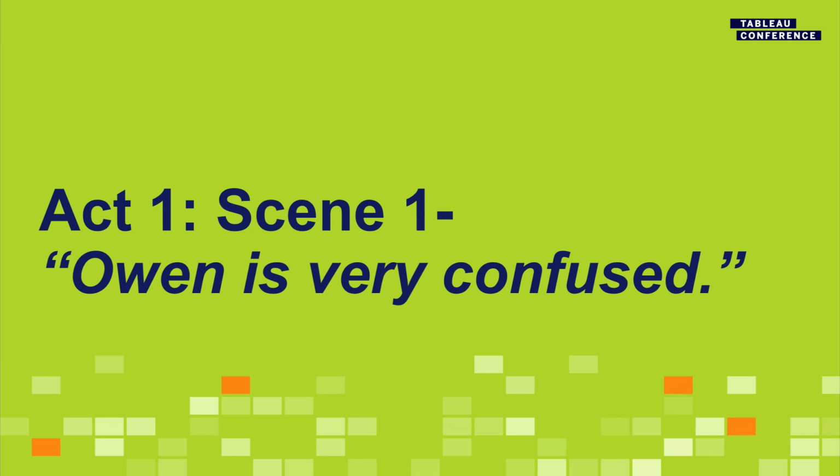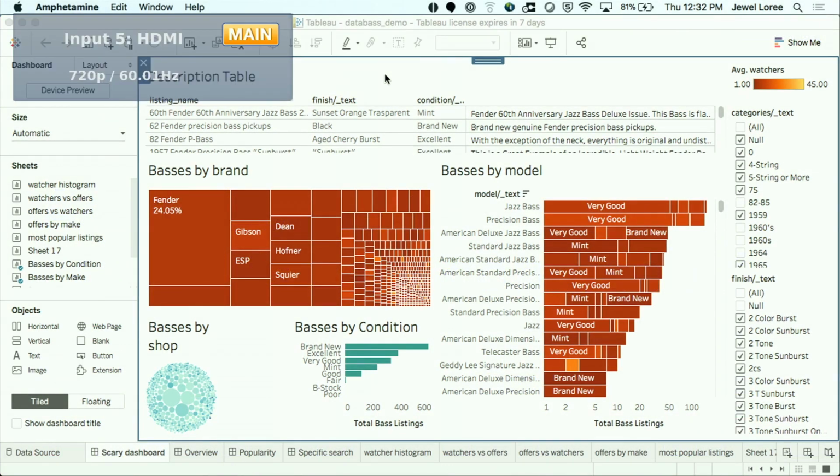So I scraped some data from a website called reverb.com, which is where people buy and sell new and used gear from individuals and from stores. And I scraped it for every bass listing they have. And I threw together a quick dashboard for Owen. I kind of just explored some sheets, threw it together. So Owen, why don't you take a look at this dashboard I made you?